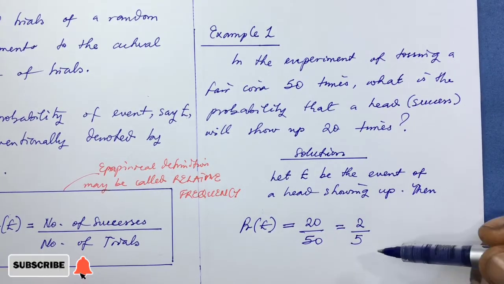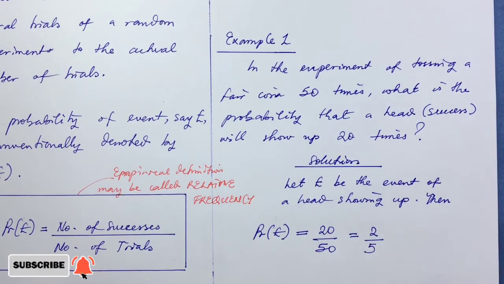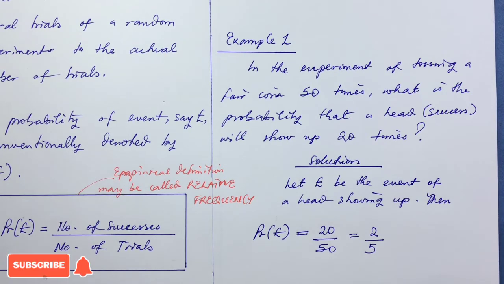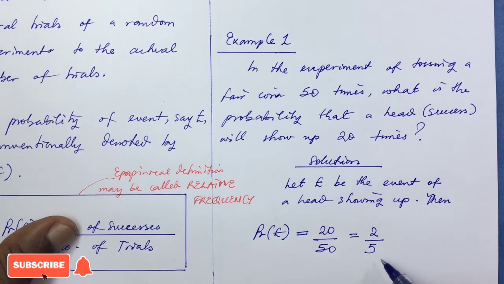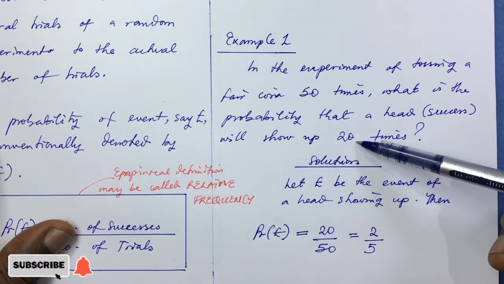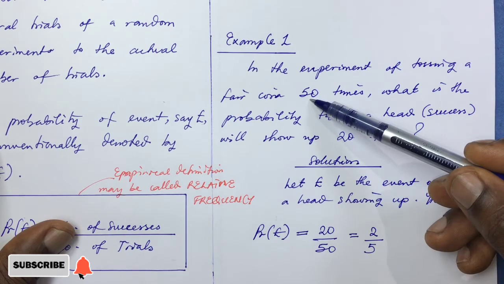Remember, 2 over 5 becomes a measure of the likelihood of occurrence of a head. And that's what the definition we took earlier on was explaining. Okay, so all you have to take note of is that in using the empirical definition, you must know the total number of trials and you must know the number of successes. So in this case, it was 20 for successes, but our number of trials was 50. Let's take another example.